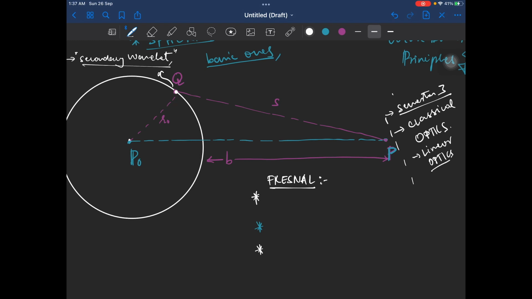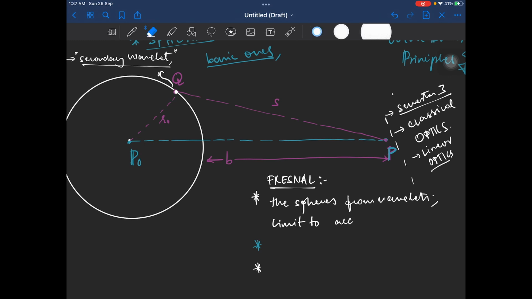One is that the spheres of wavelets are limited to an arc angle of pi. Limit to pi, into 180 degrees, that is pi. So how's this gonna look like?